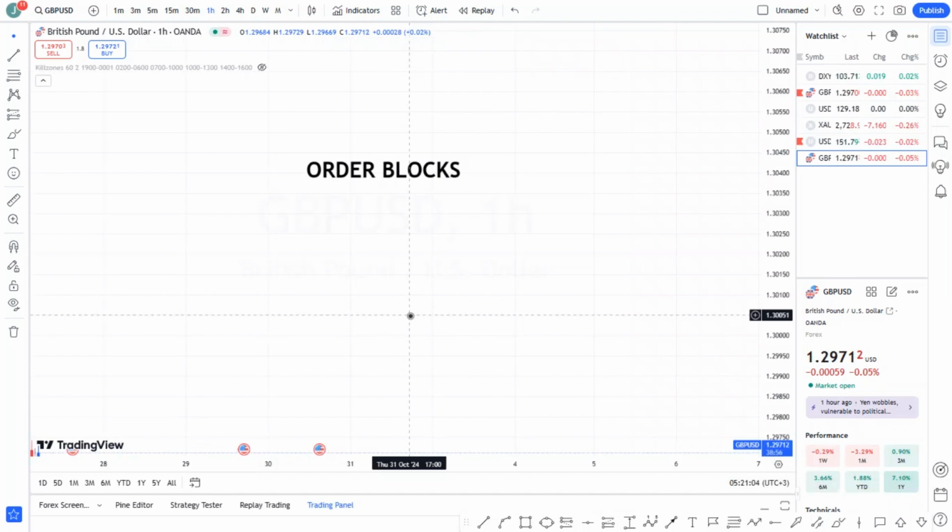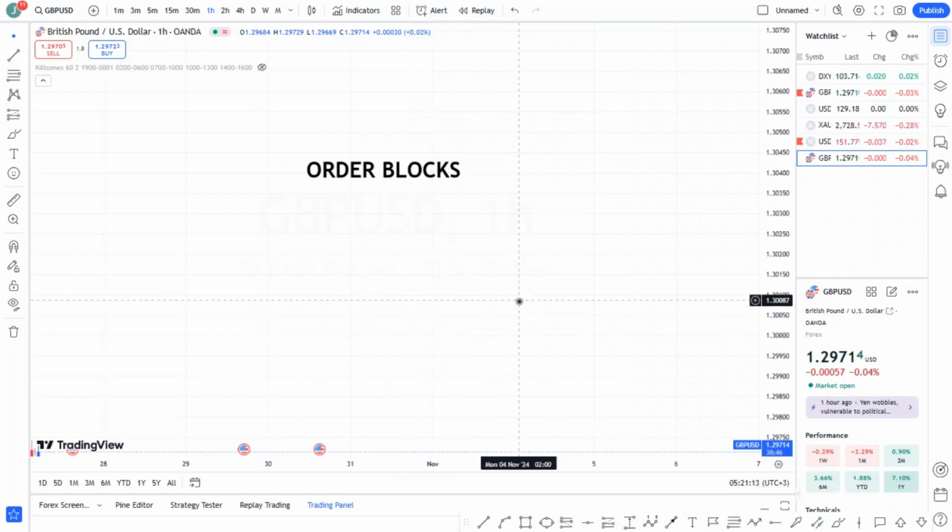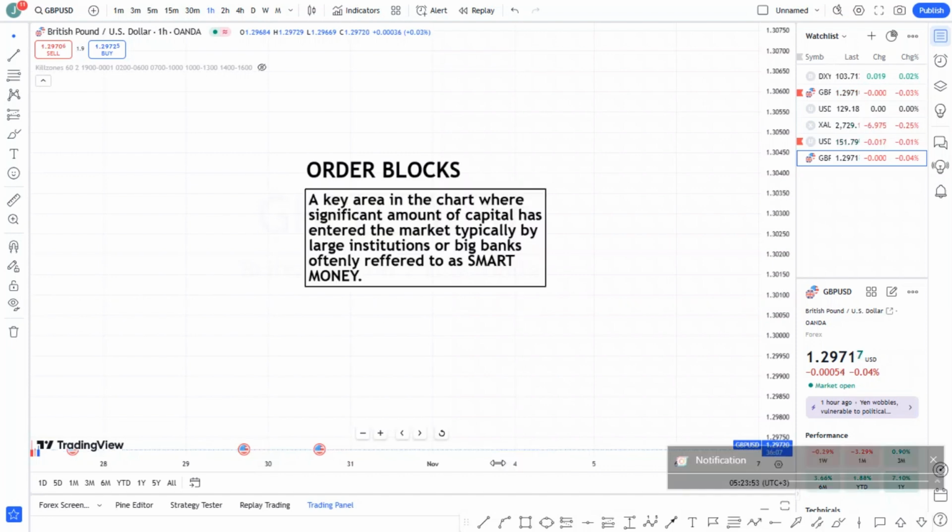Today we are going to look at order blocks and understand how to use them and how to locate them on our charts, and probably how to use them to trade, to enter positions. We'll look at a strategy on how to use order blocks to enter a trade. So let us get straight into it.